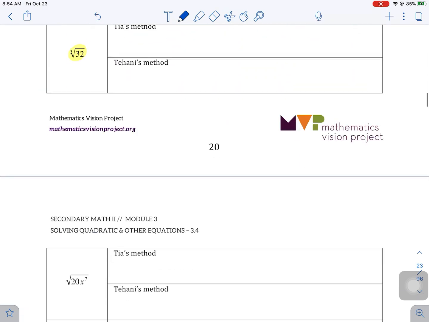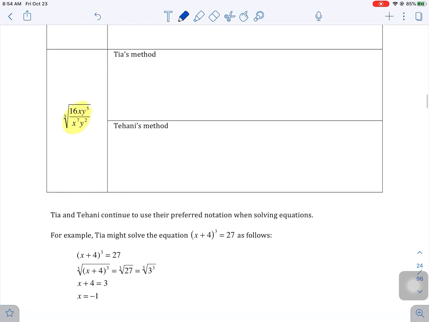If we want to use radicals for Tia's method, we can rewrite this as the cube root of 16 times the cube root of x times the cube root of y to the 5th, and that is divided by the cube root of x to the 7th times the cube root of y squared. Yeah, this is a good one, huh? Now some of these we can simplify, some of these we can't.